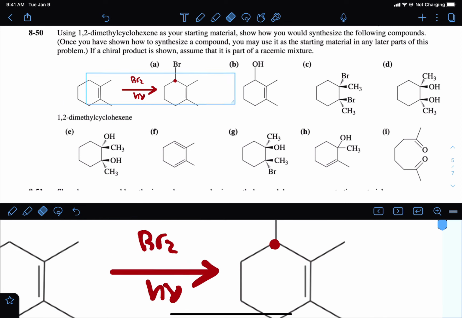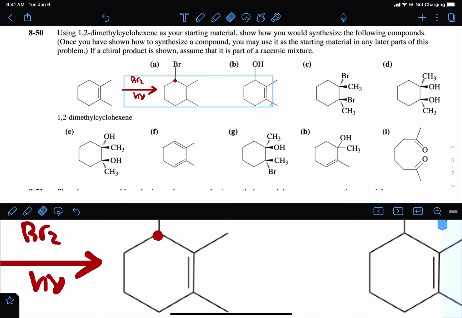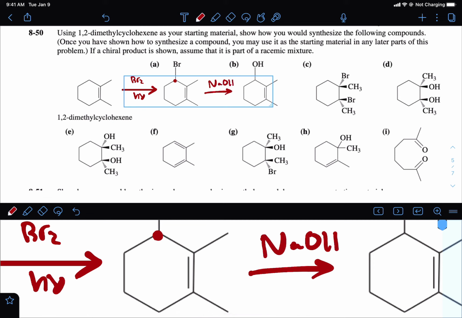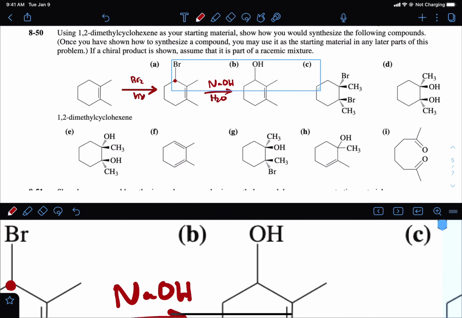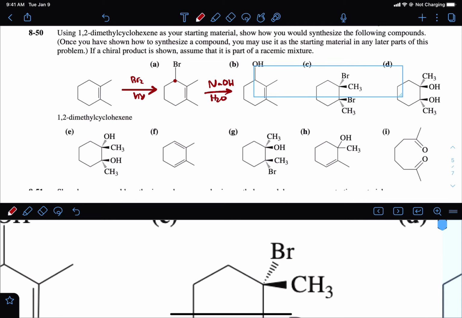Then what we can do is we can substitute. We can use something like NaOH or water or both. We'll substitute either by SN1 or SN2. Just a simple displacement. All right. Looking here, what do we have?